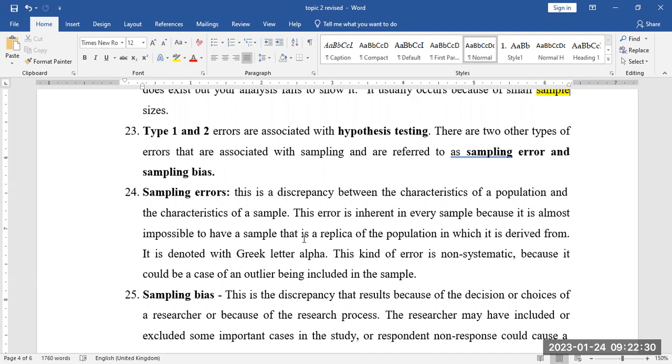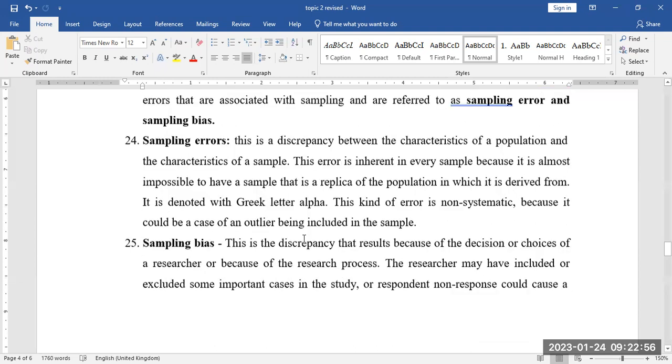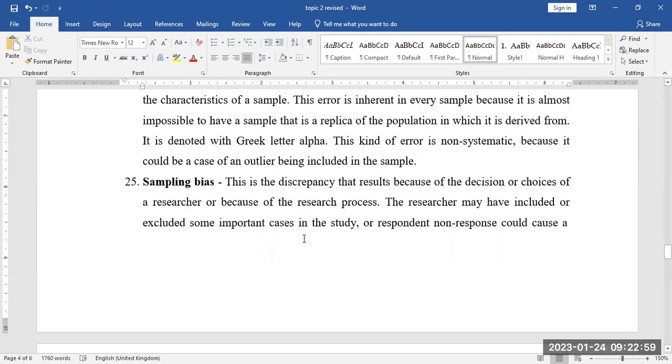A sampling error is an error that is inherent in every sample, because it is almost impossible to have a sample that is a replica of the population. This kind of error is non-systematic, because it could be a case of an outlier being included in the sample. Then sampling bias comes about when the researcher may have included or excluded some important cases in the study. Once you include or exclude some cases in the study, you are going to get a sampling bias.